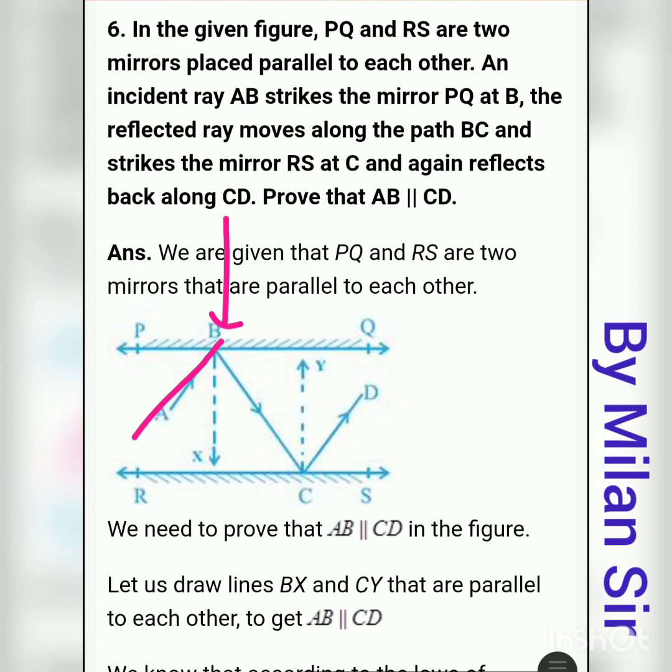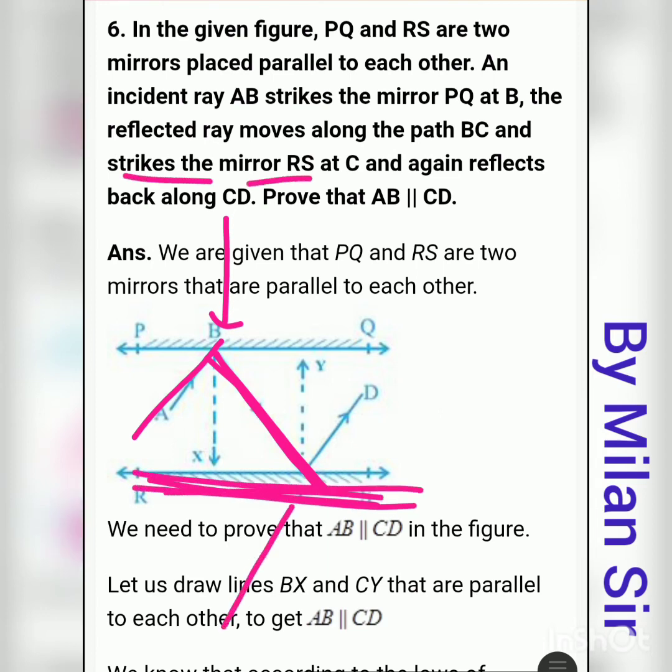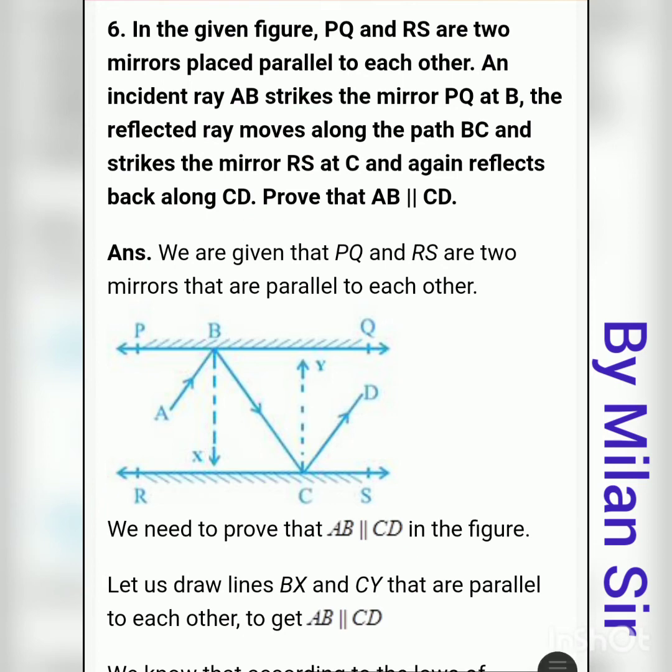The reflected ray moves along the path BC, this one, path BC, and strikes the mirror RS at point C, and again reflects back along the direction CD. Prove that AB is parallel to CD. Here we need to prove AB parallel to CD.